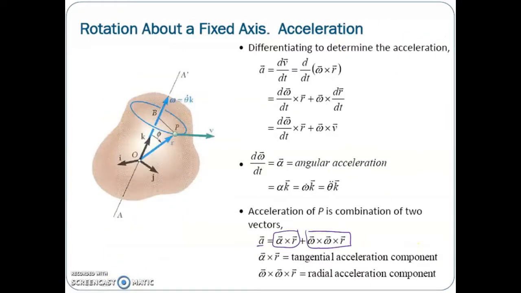We also derived the acceleration of a rigid body when it is rotated about a fixed axis. Here, there are two components to the acceleration of these particles. One is the tangential acceleration component, which is associated with the angular acceleration: alpha cross r. Then we also have the radial acceleration component, which is omega cross (omega cross r), which is basically negative omega squared r.